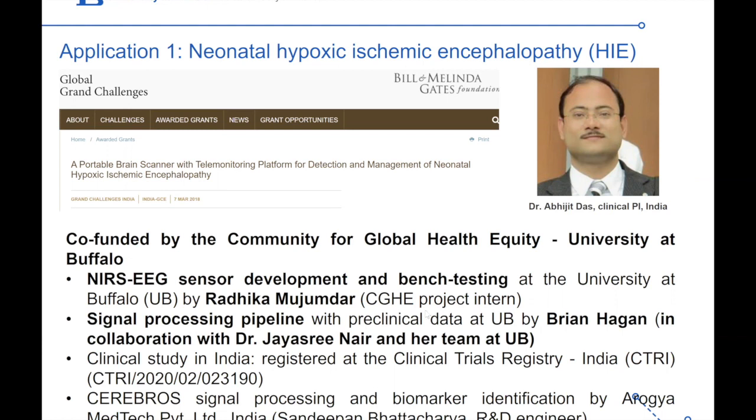Then eventually the clinical study got registered in India, and we then used this signal processing pipeline and the hardware that we developed at UB to collect data in India. So this is what we call the Cerebros, which is now also being developed as a product. And then the signal processing and the biomarker identification using the data that we collect in India has been done by Sandeepan Bhattacharya at Argomedtech. So this is the state of this project.